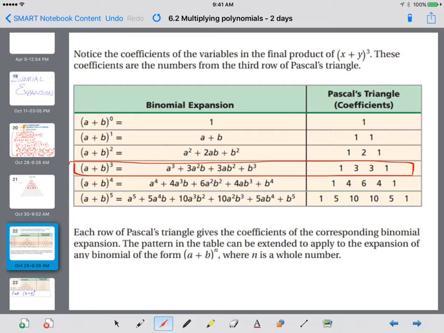There's our coefficients 1, 3, 3, 1, the numbers out front of the variables. And then we had x to the third plus 3x squared y plus 3xy squared plus y to the third. We can use this table, this binomial expansion table, so have this with you as we go through a few examples here.